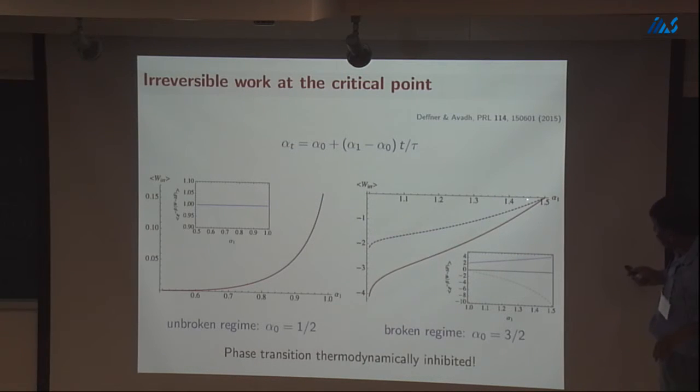If you go on the other side in the broken regime, clearly the irreversible work here has a real part and an imaginary part. So, the Jarzynski equality does not hold, and if you look at the irreversible work, again imaginary and real part, they will diverge here. So, this is quite different from typical quantum critical points.